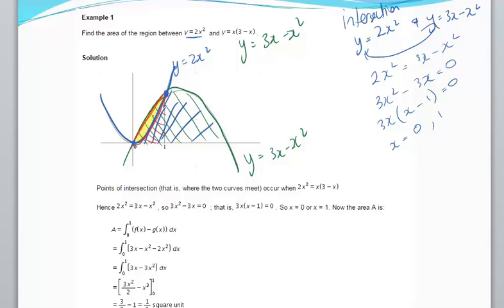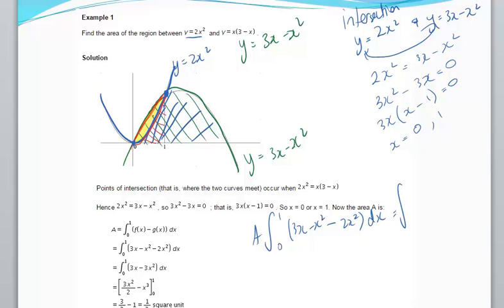So we're going to integrate between those 2 points. So our area, we integrate between 0 and 1. And here we're going to work out what's going to be our f of x. So it's going to be this one here. So we're going to have 3x minus x squared minus our other one here, 2x squared.